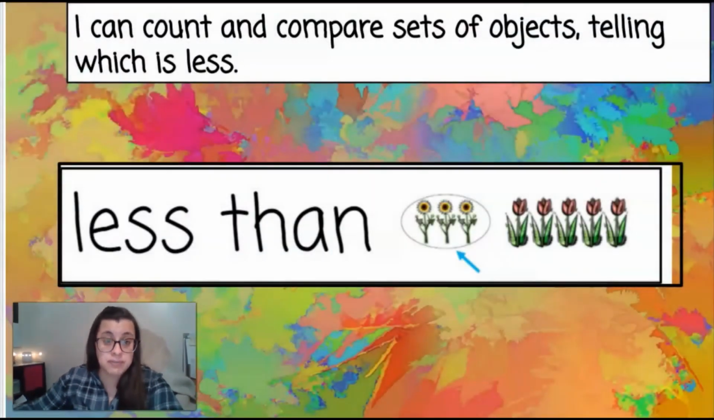We have been spending time using the words more than and less than. Last week, we talked about more than, and today we're going to focus on less than. We've been talking about how to organize our counting and comparing when we have groups of objects all scattered together. We're going to continue that work today. So here we go. Let's find out what our math thinking job is. I can count and compare sets of objects, telling which is less. So we're going to focus on the vocab less than.